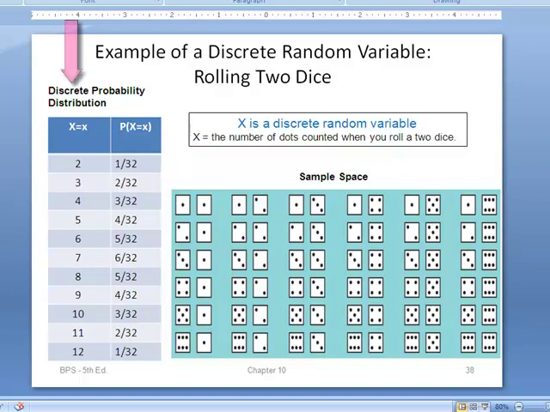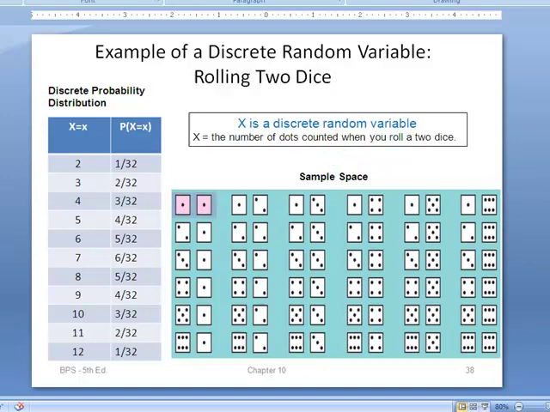So to the left of the screen, you see the discrete probability distribution. In the very left column, you see our random variable equaling a certain number. And we can actually see in here the sample space of when you roll two die. So these are the values. You count the dots on the two die, and that's the value the random variable can take.